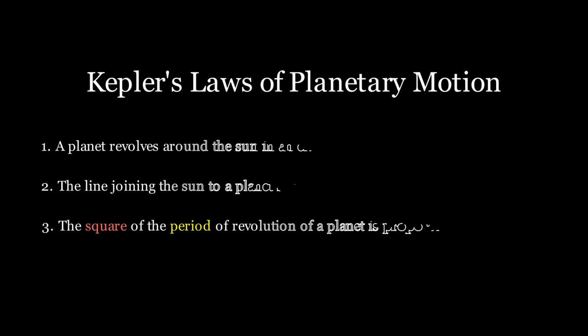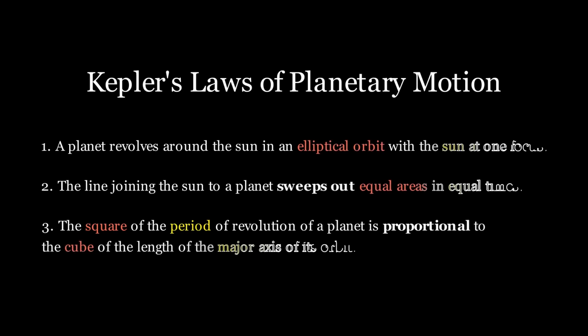And there we have it, Kepler's 3 laws of planetary motion. 1. A planet revolves around the Sun in an elliptical orbit with the Sun at one focus. 2. The line joining the Sun to a planet sweeps out equal areas in equal times. 3. The square of the period of revolution of a planet is proportional to the cube of the length of the major axis of its orbit.